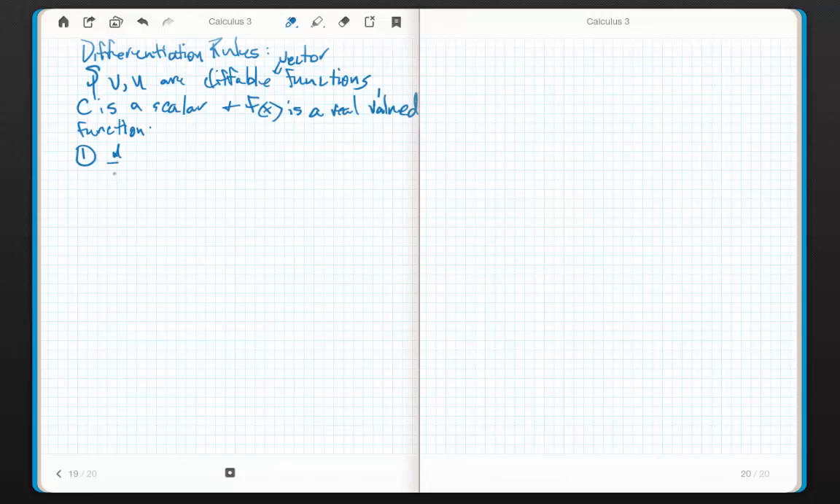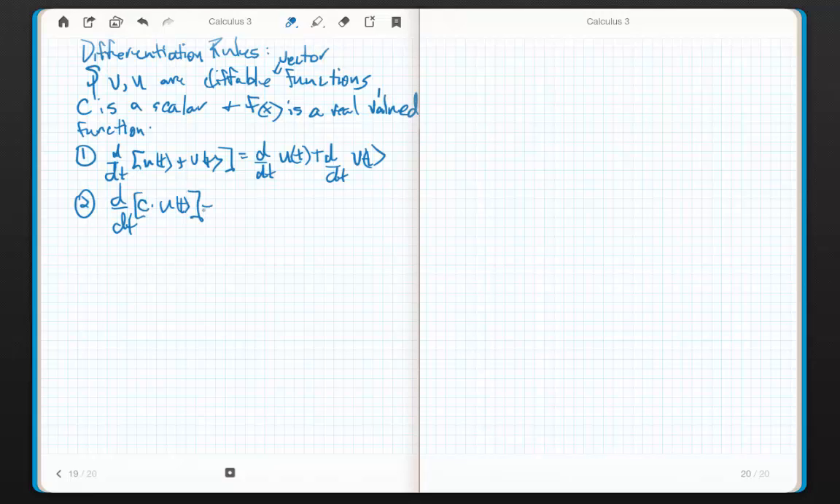So the derivative of a sum, predictably, u of t plus v of t, equals the sum of the derivatives. Nothing to be afraid of: u prime of t plus v prime of t, just like you would expect. Nothing to it. You can probably see where this is going. The derivative of a constant times u of t, and we'll put this whole thing in brackets, is equal to the constant times u prime of t. Easy peasy.